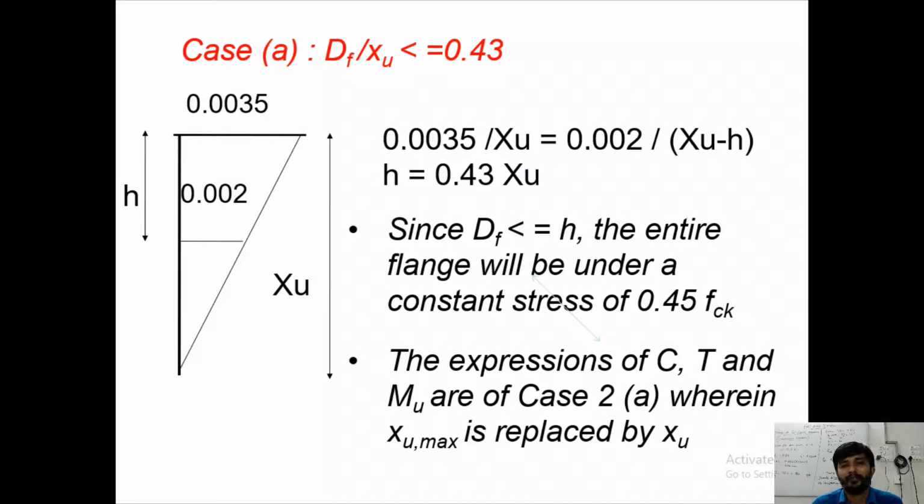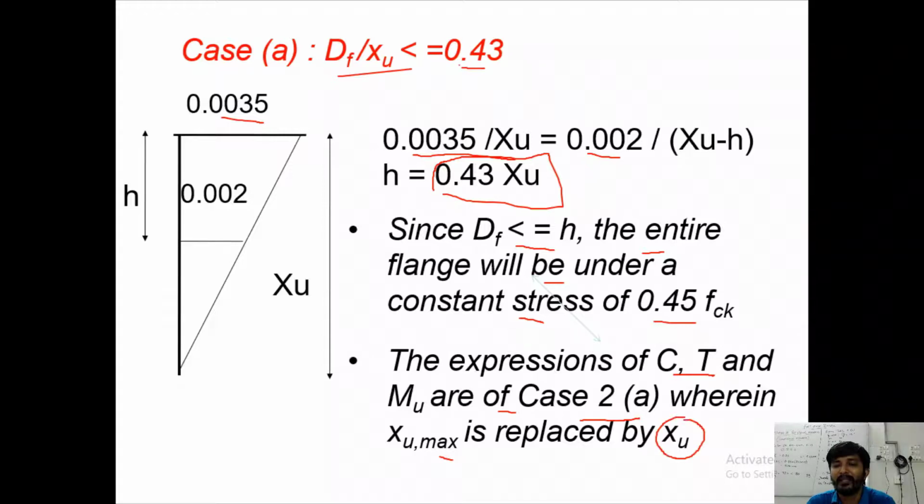So let's start with case number A. DF divided by XU is less than or equal to 0.43. So this is a strain diagram you can see. Using the similar triangle rule, 0.0035 divided by XU is equal to 0.002 divided by XU minus H. What is H? H is equal to 0.43 XU. Since DF is less than or equal to H, depth of flange is less than or equal to H, the entire flange will be under constant stress of 0.45 FCK. The expressions of C, T and MU are of case 2A, wherein XU max is replaced by XU.